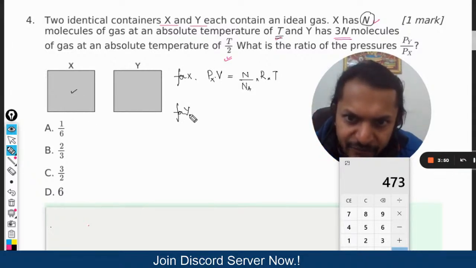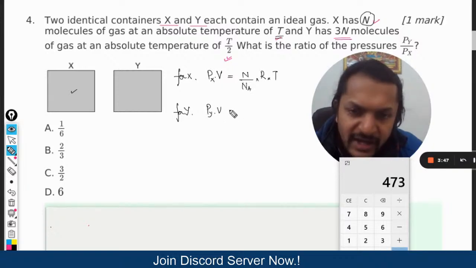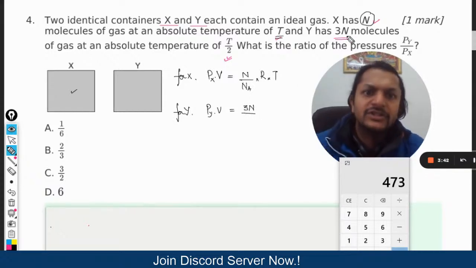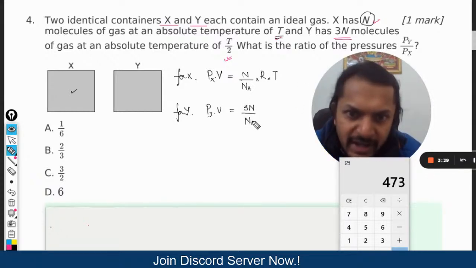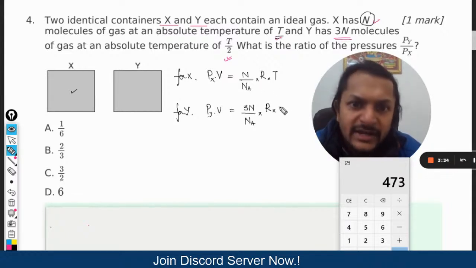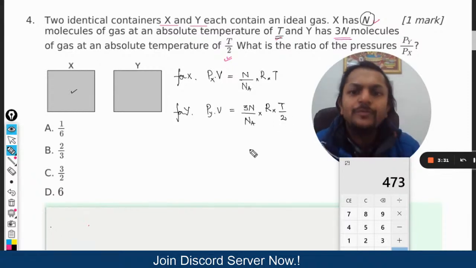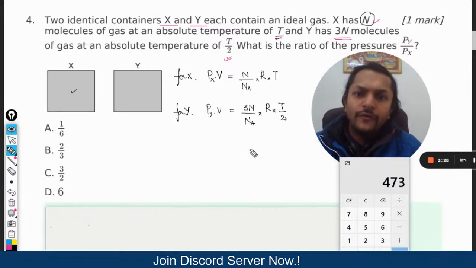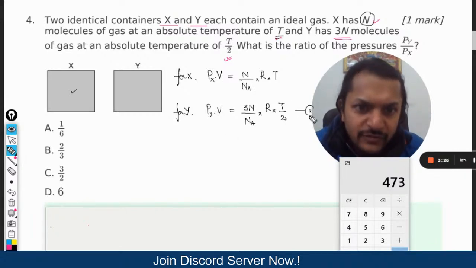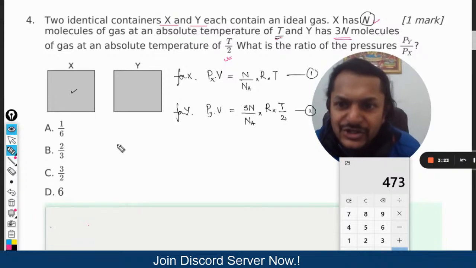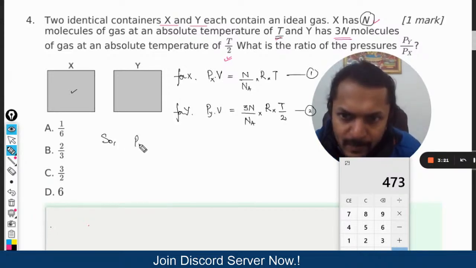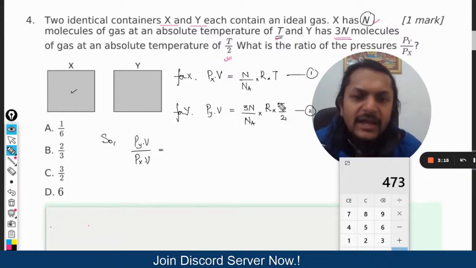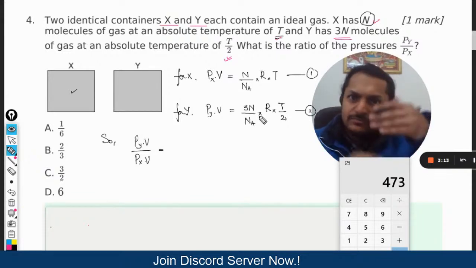And now similarly for Y, I will write it as Py V is equal to, now the number of molecules are 3 times, now it's 3N. So 3N divided by Avogadro's number multiplied by R universal gas constant, and the temperature that is maintained is T by 2. Now, we need to find the ratio of Py by Px. So it means we have to divide equation number 2 by equation number 1. So Py into V divided by Px into V.